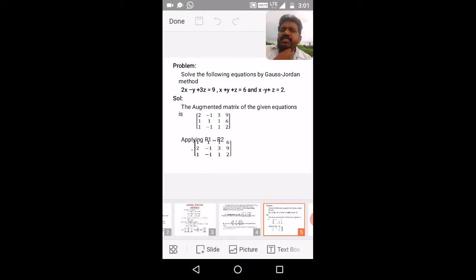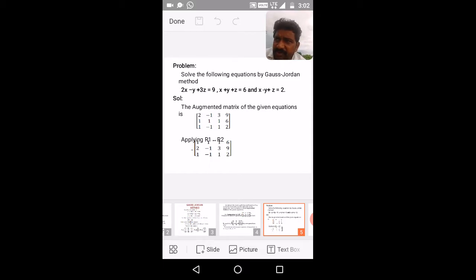Okay, now you have to write these equations into matrix equation form. Then you will get three matrices, namely A, X, D. So A is 2 minus 1 3, 1 1 1, 1 minus 1 1. Capital X is a column matrix as x, y, z. Capital D is also a column matrix as 9 6 2. Okay, so these are the A, X, and D matrices.